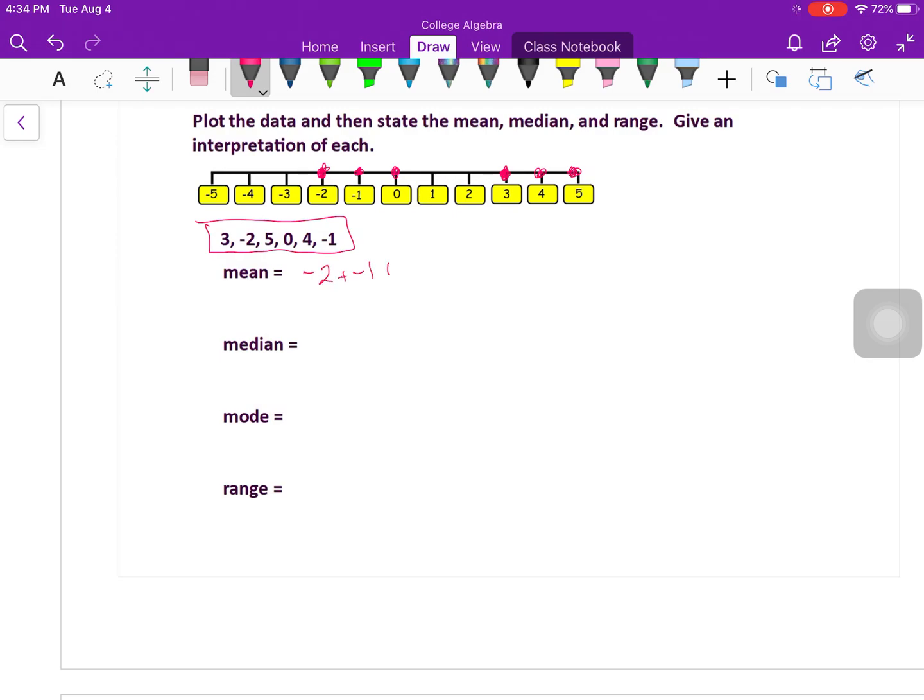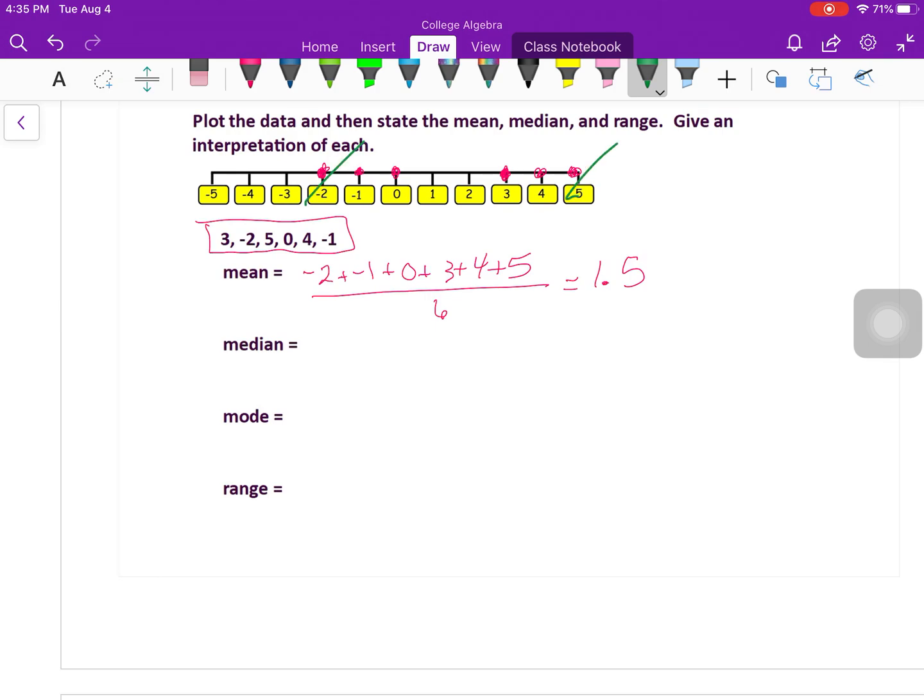The mean was the average of them. So it simply means, and showing my work, to take -2 plus -1 plus 0 plus 3 plus 4 plus 5 and divide it by how many I have, which is 6 terms. And when I compute that mean, I get 1.5.